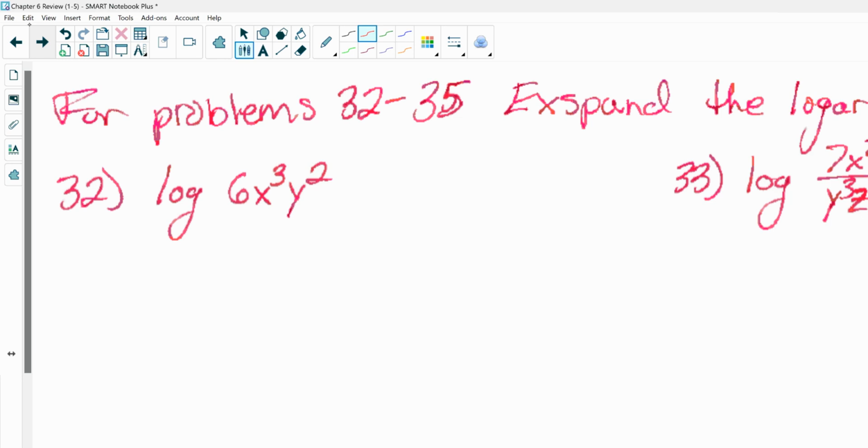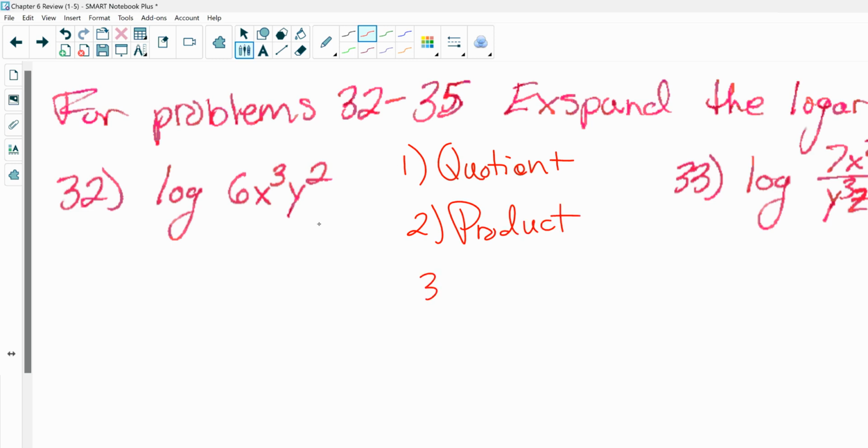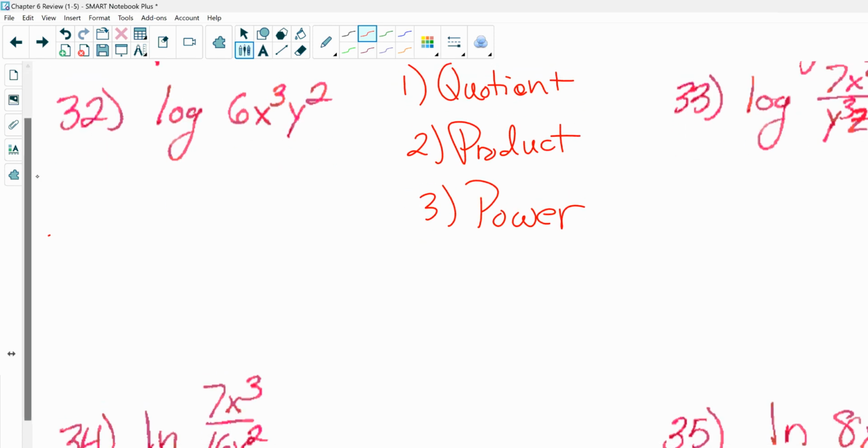Expand the logarithm. Quotient. Product. Power. Which one do we want to look at first? 32. So we go quotient, product, power. Quotient says that if we have something being divided inside the log, we write it as subtraction of two logs. What's on top goes first. What's on bottom goes second. Here we don't have a quotient. We don't have division. So we don't use it.